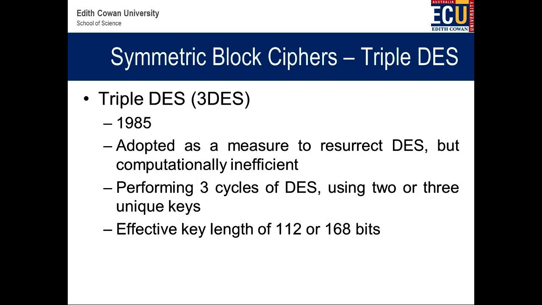But performing 3 cycles of DES on a plain text block when encrypting, or on the ciphertext when decrypting the data, was computationally inefficient. It was adopted as a measure to resurrect DES, but it was inefficient. So that actually led us to the development of AES.